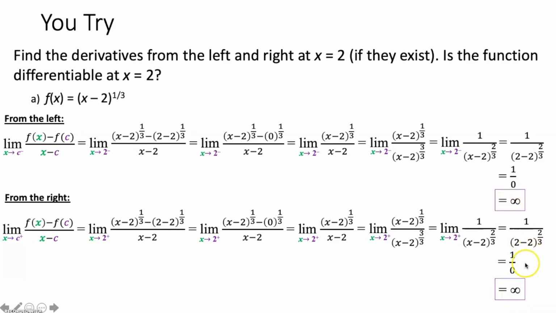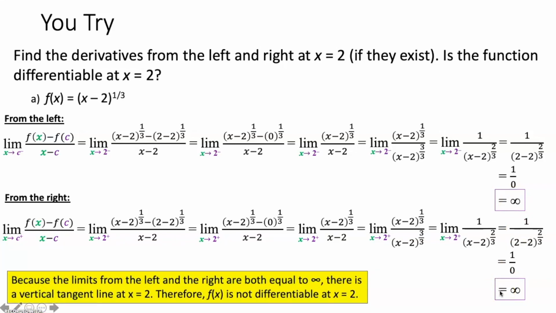Therefore, because the slope of each function coming in from the left and the right is equal to positive infinity, the same infinity, there must be a vertical tangent line at x equals 2. Therefore, the function is not differentiable at x equals 2, and you can confirm that with your graph.